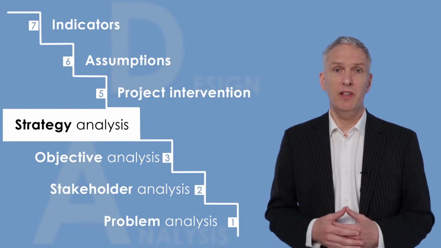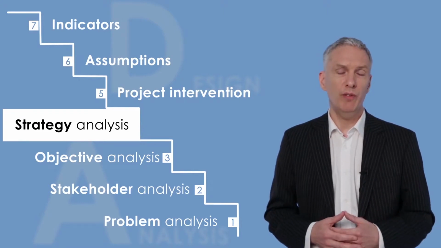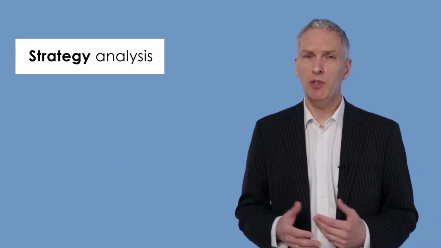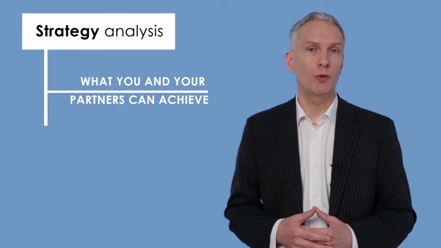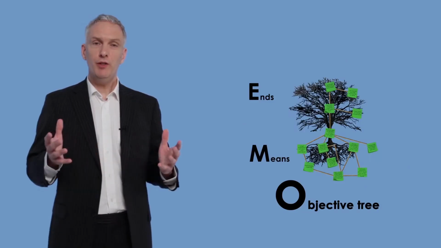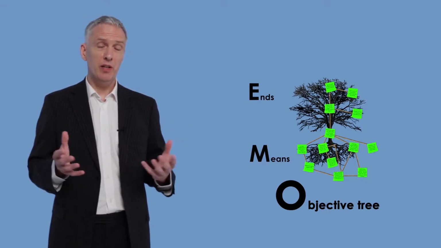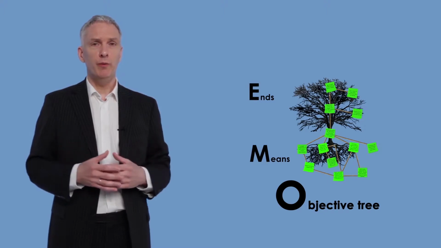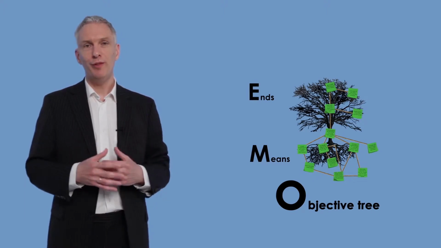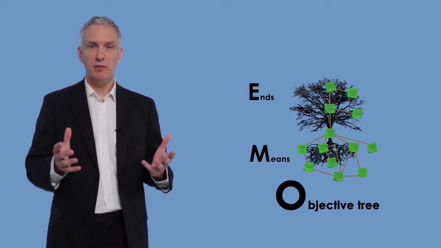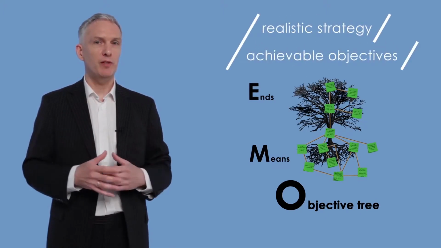When you've analyzed the joint problem, the roles of the stakeholders, and built an overview of the potential objectives, it is now time to determine what you and your partners can achieve within the framework of a cross-border cooperation project. You will need to decide whether you will tackle all identified objectives from the objective tree developed in the previous video, or only a few. Remember in this process not to be overambitious. Not all will be solved in cross-border cooperation, even less by only one project. Set a realistic strategy with achievable objectives.